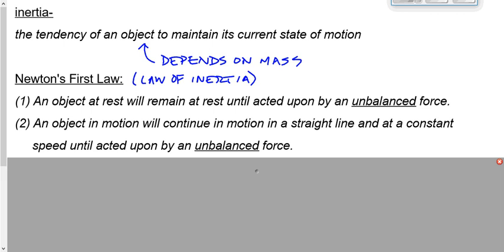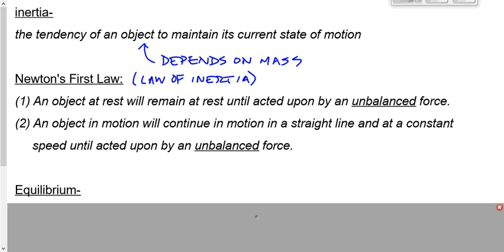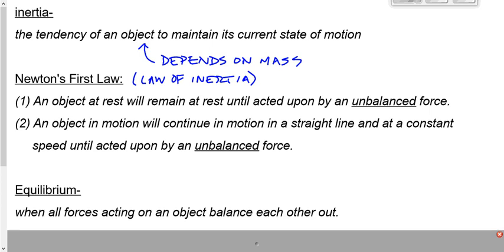One more term here. If an object is going in a straight line at a constant speed, or if the object is at rest, if the object's motion isn't changing, then that means forces are balanced. And if the forces are balanced, we say it's in a state of equilibrium. This doesn't mean it's not moving. This means it's at rest or it's moving at a constant velocity.